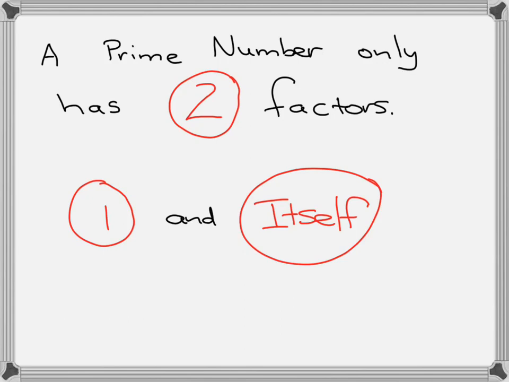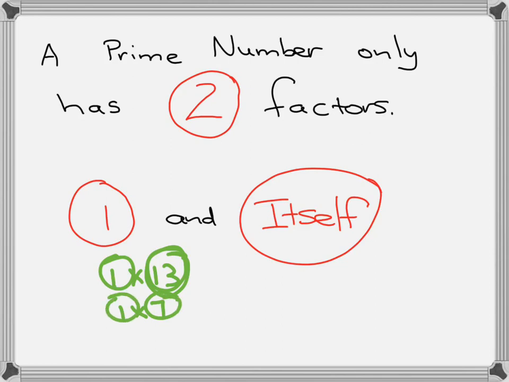A prime number only has two factors, 1 and itself. So let me give you an example. If I said to you what comes to 13 on the times table, it would only be 1 times 13. There's nothing else that comes to 13. Or what comes to 7? 1 times 7. Those are prime numbers. 13 is a prime number because it's only 13 and 1 that are factors. 7 is a prime number because it's only 7 and 1.